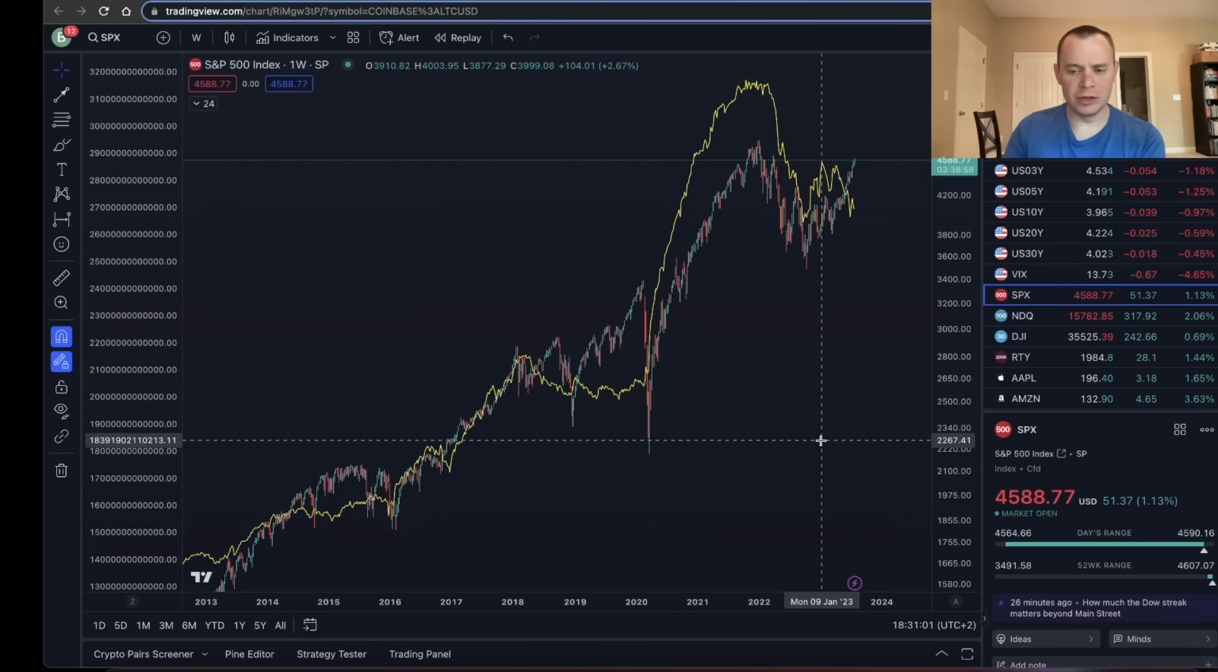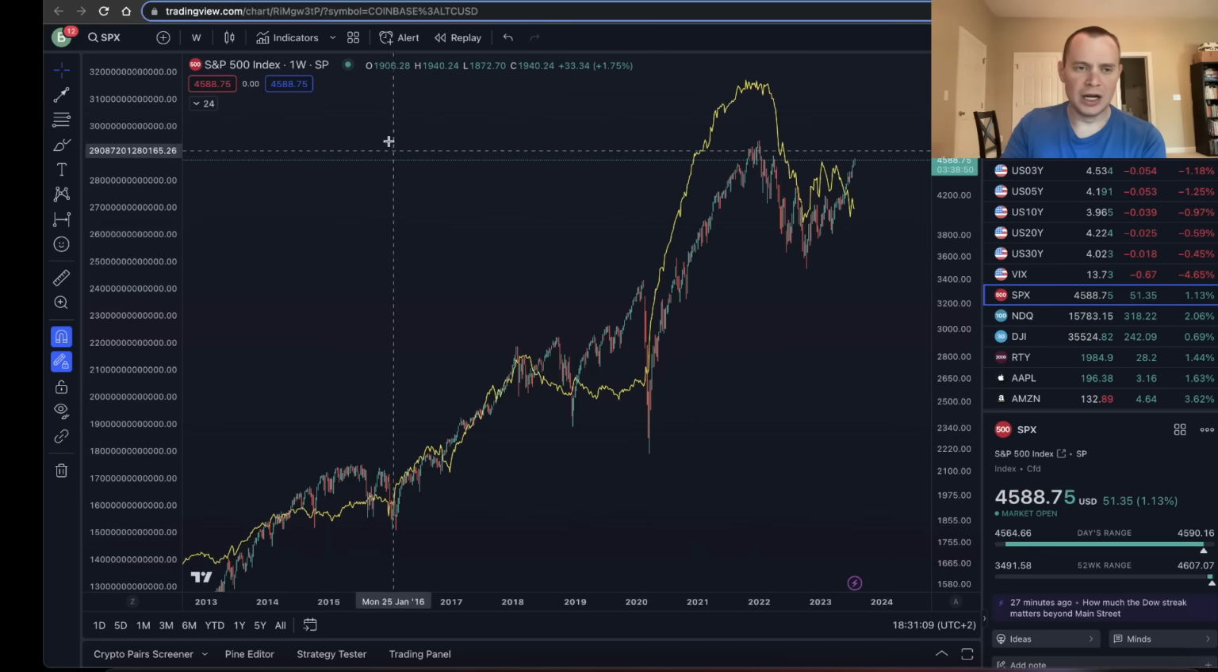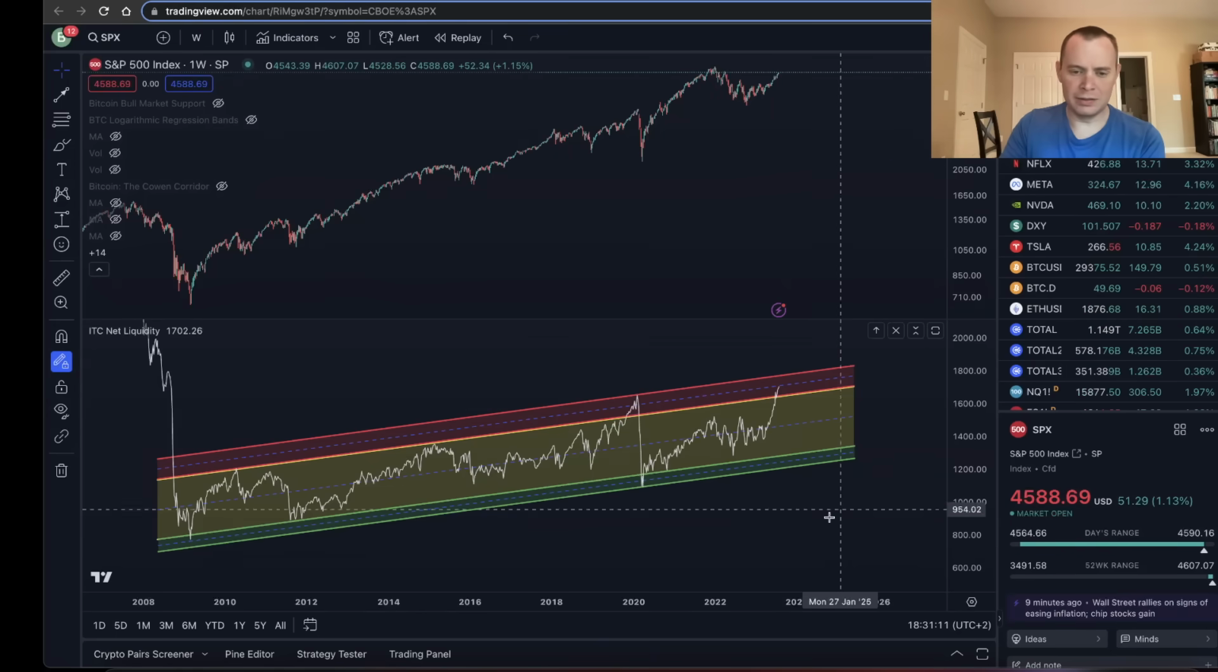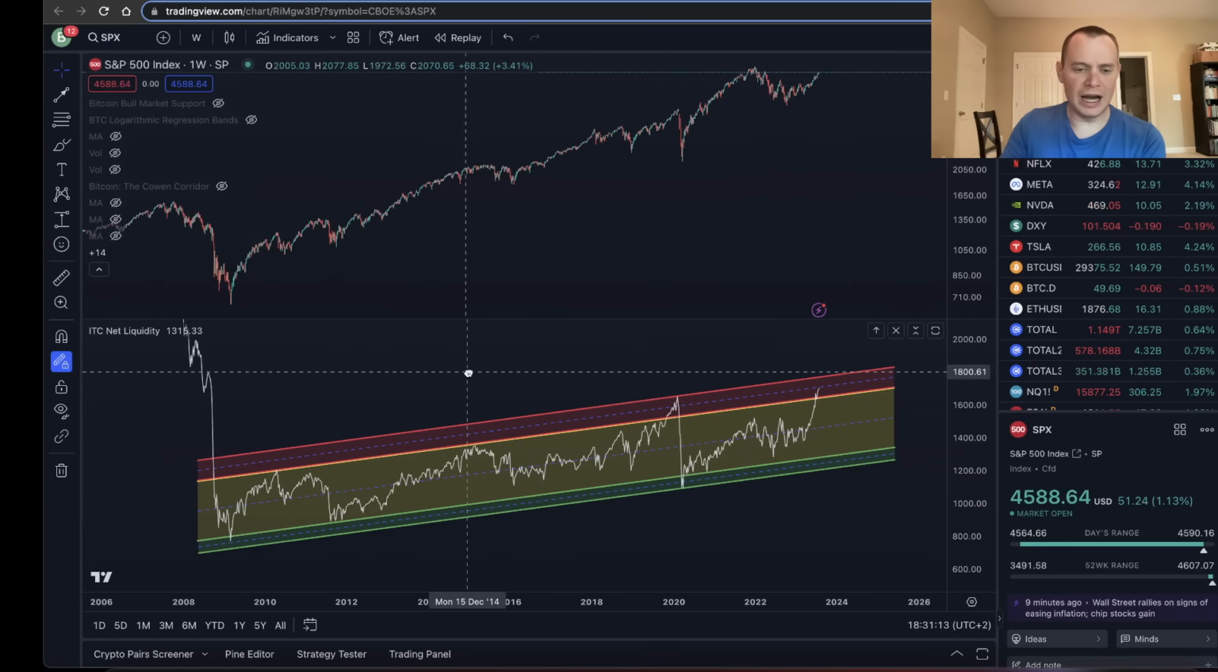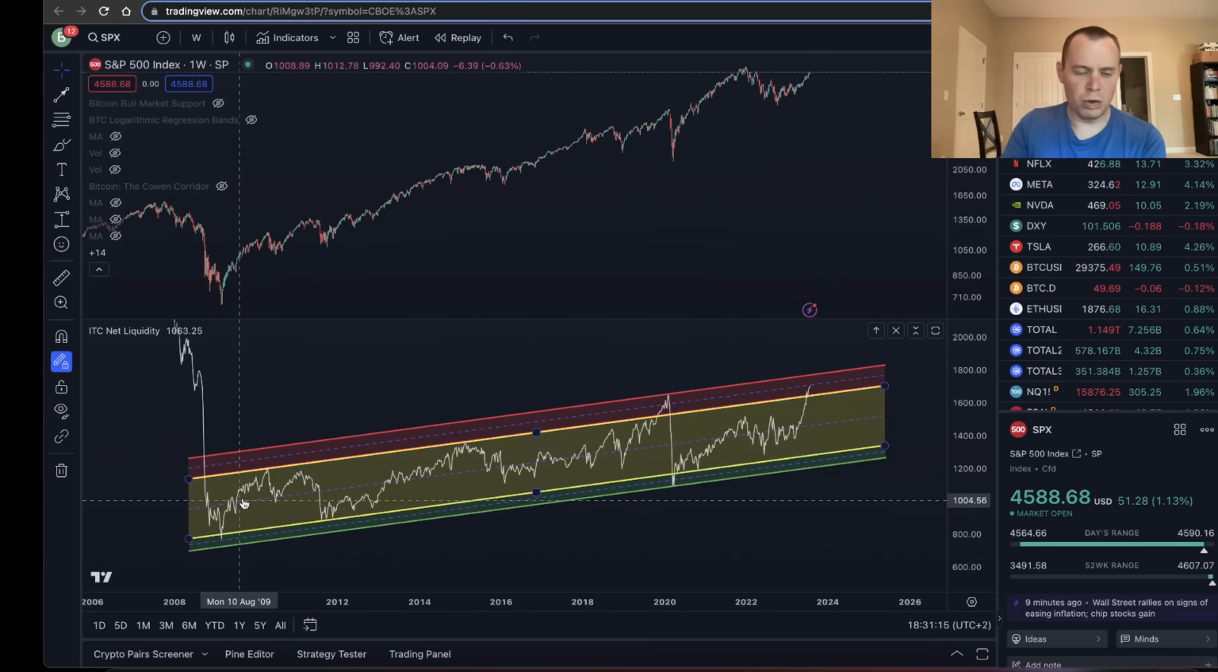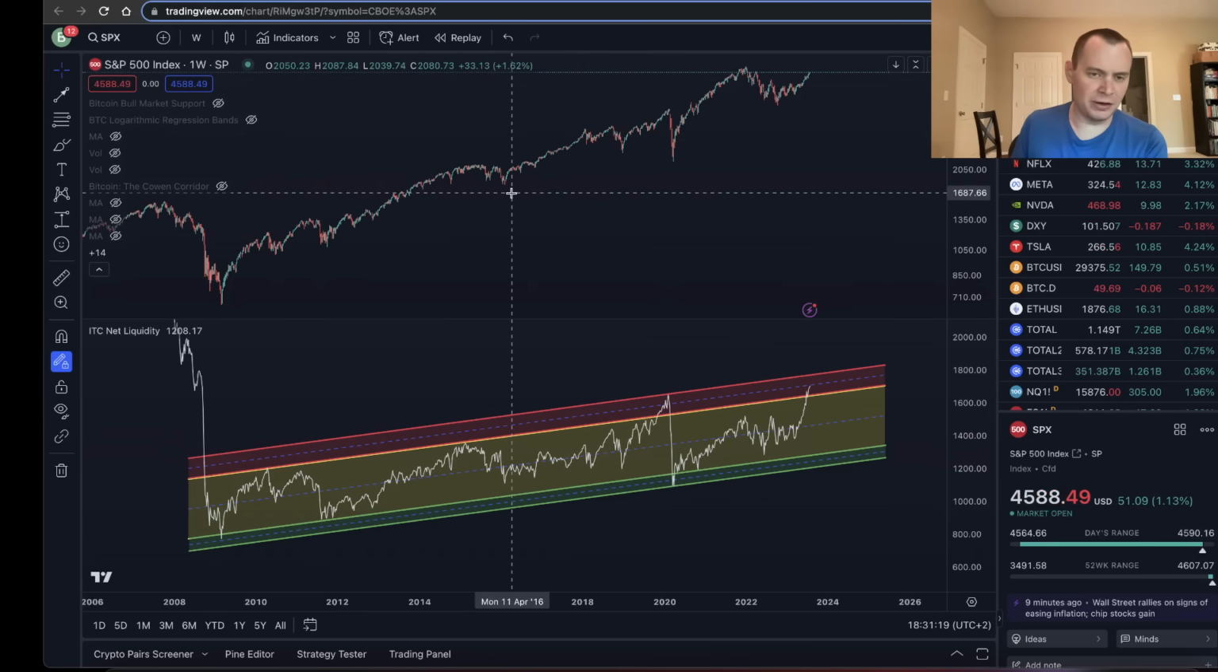Rather than just overlay it, why not take the S&P 500 and divide it by net liquidity? Now, I also divided it by a really large number as well, just to get numerical values that made a little bit more sense. But what you should look at is not the y-axis, but just the qualitative trend. Just look at what's going on when you take the S&P 500 and you divide it by net liquidity.